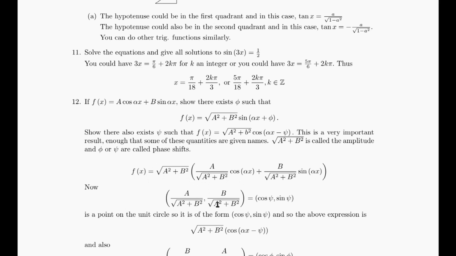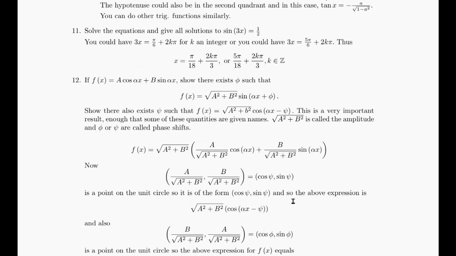And now, this is a unit vector. If you take this thing squared plus that thing squared, you get 1. So I know it's a point on the unit circle: cosine xc, sine xc. So now, this would be the cosine of xc, sine of xc, and so by the trig identities, this inside part is the cosine of alpha x minus xc. And then I have this outside.